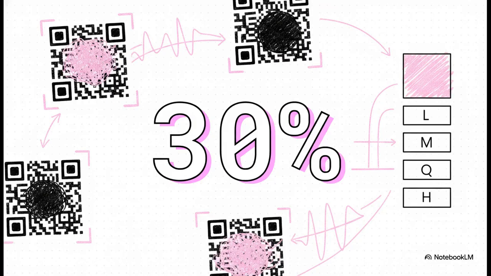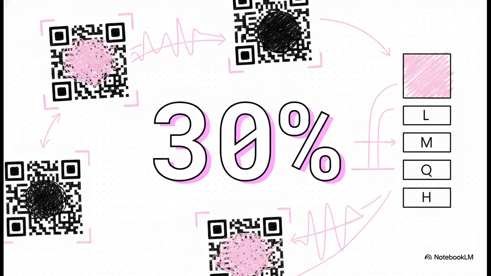Because of this, QR codes natively support 4 levels of error correction, ranging from level L, which recovers about 7% of data, all the way up to level H. At level H, which stands for high error correction, an astonishing 30% of the total data bytes can be completely destroyed, covered up, or physically obliterated, and the code will still scan flawlessly. 30%.